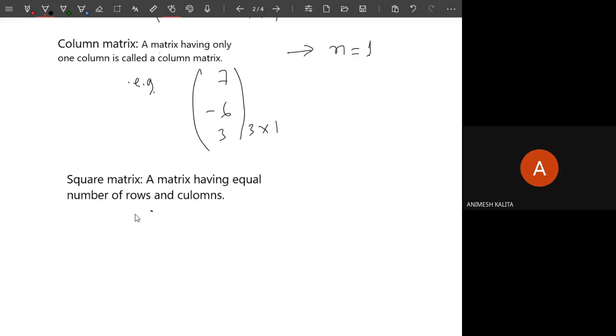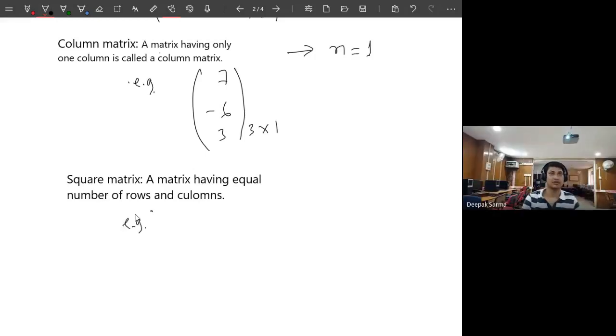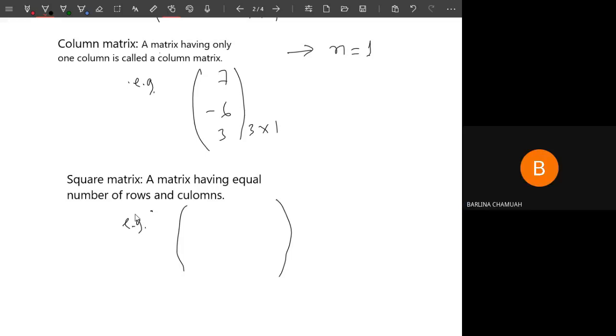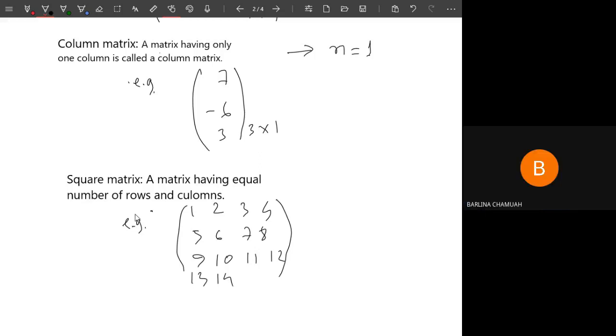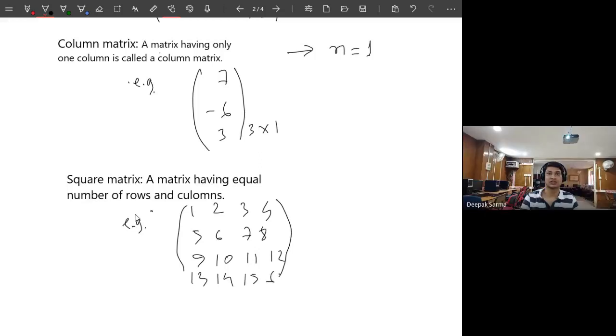4 by 4. Suppose 4 by 4. Can you tell me the entries? Tell me some numbers, any numbers. I'm going to write some numbers: 1, 2, 3, 4, 5, 6, 7, 8, 9, 10, 11, 12. So 4 by 4, I need another row: 13, 14, 15, 16. This one is 4 by 4.